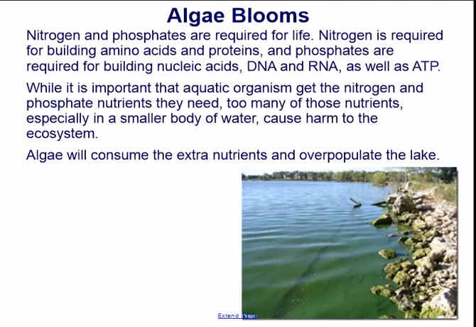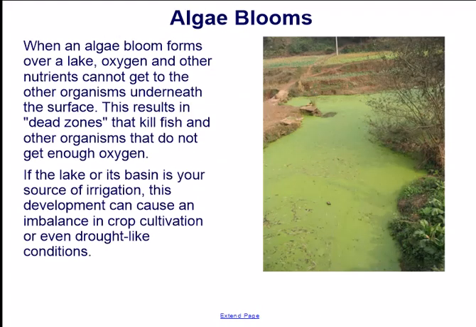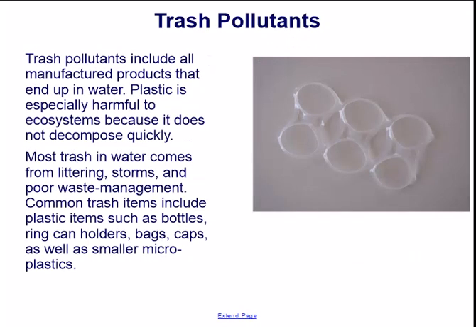Algae will consume the extra nutrients and overpopulate the lake. When an algae bloom forms over a lake, oxygen and other nutrients cannot get to the other organisms underneath the surface. This results in dead zones that kill fish and other organisms that do not get enough oxygen. If the lake or its basin is your source of irrigation, this development can cause an imbalance in crop cultivation or even drought-like conditions.